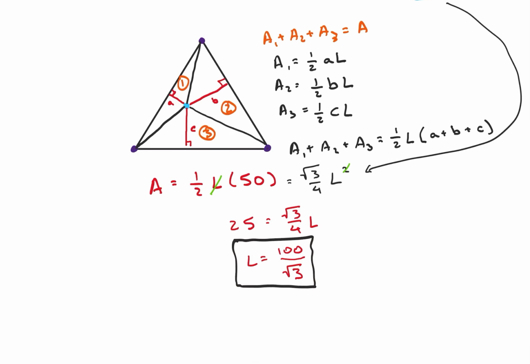So the length between any two of these camps is going to be exactly 100 divided by the square root of 3.